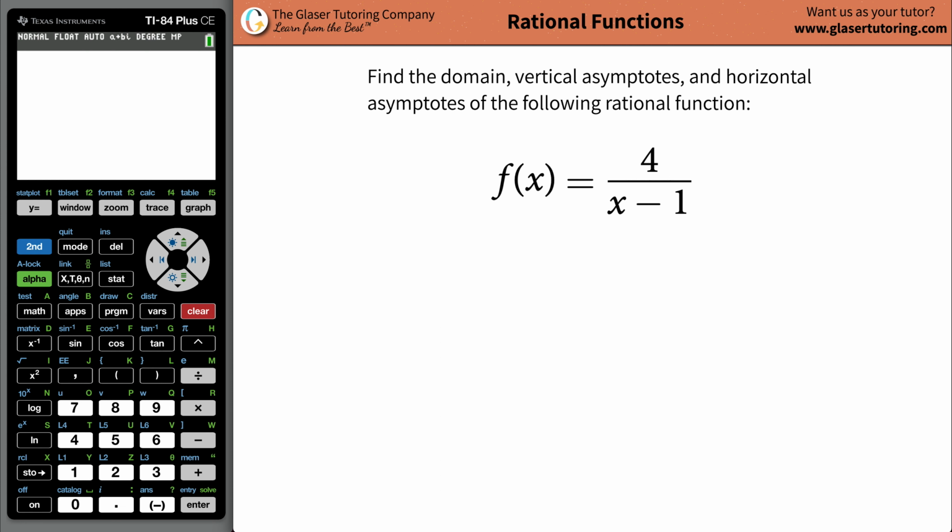Hi everyone, Andrew here. Today I would like to teach you how to find the domain, vertical asymptotes, and horizontal asymptotes of a rational function. Let's first focus on the domain.